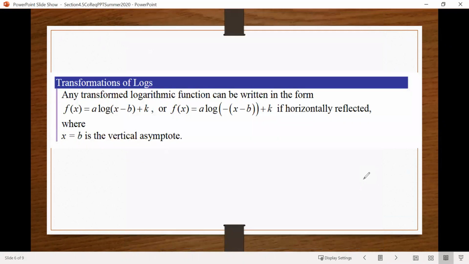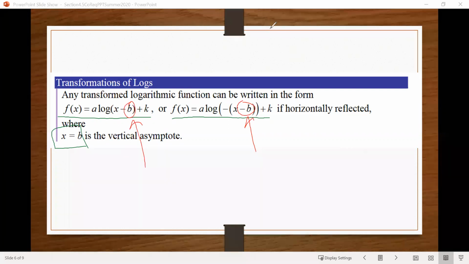Okay, before we do that, we first need our general form for transformed versions of logs. So we have two formulas we'll be looking at. The first is f of x equals a times log of x minus b plus k. And the second one is f of x equals a times log of minus of x minus b plus k. That's if horizontally reflected, and I'll come back to that. In both of those formulas, x equals b is where the vertical asymptote is. So this value for b will always be one we can identify fairly quickly by just looking at the location of the vertical asymptote.